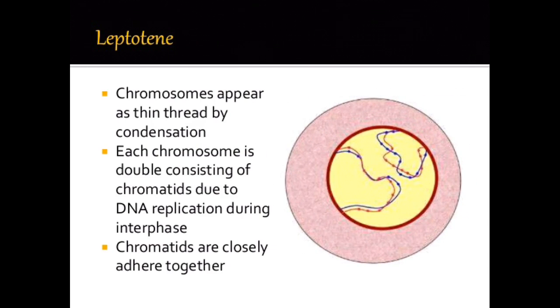Leptotene. Chromosomes appear as thin threads by condensation. Each chromosome is double, consisting of chromatids due to DNA replication during interphase. Chromatids are closely adhered together.